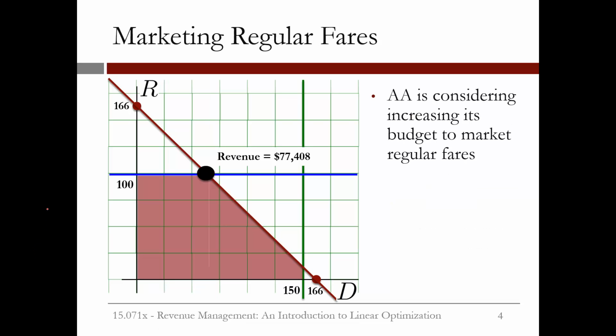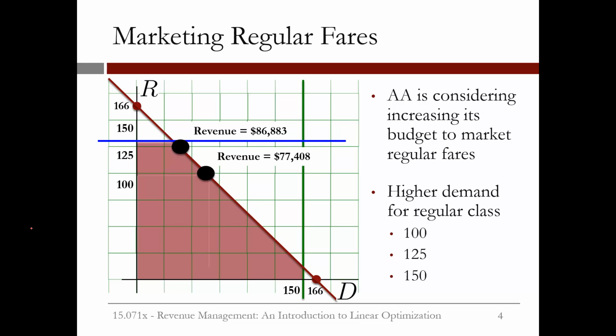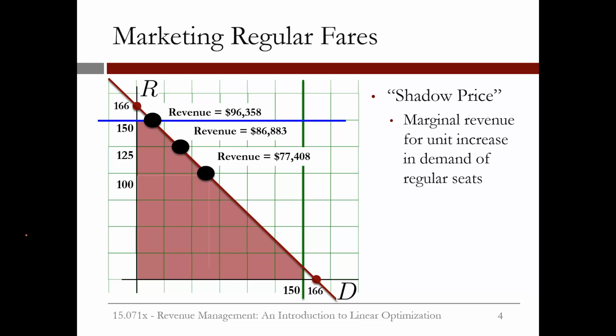Now, let's look at what happens when we market regular fares. If we increase the demand for regular fares, our revenue increases. If we increase by 25 units of demand, our revenue increases to $86,883. If we increase by another 25 units of demand, our revenue increases to $96,358. So what's the shadow price in this case?